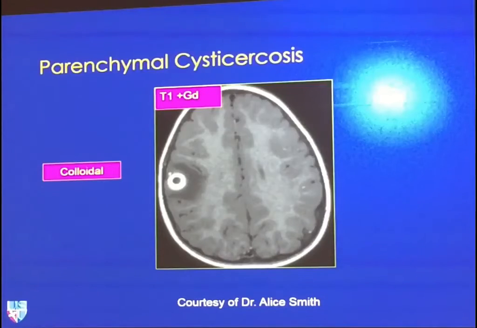Here is the colloidal stage of disease. This is a T1 post-contrast image. This low signal intensity region surrounding this enhancing lesion is all vasogenic edema, so very angry, edematous brain surrounding this new enhancing lesion. This is the colloidal stage of disease.